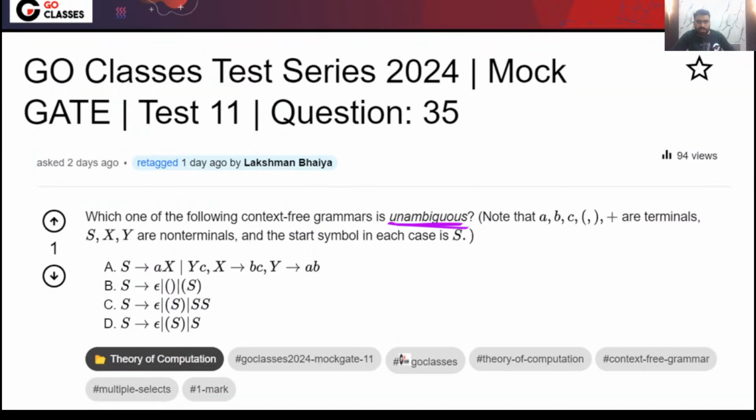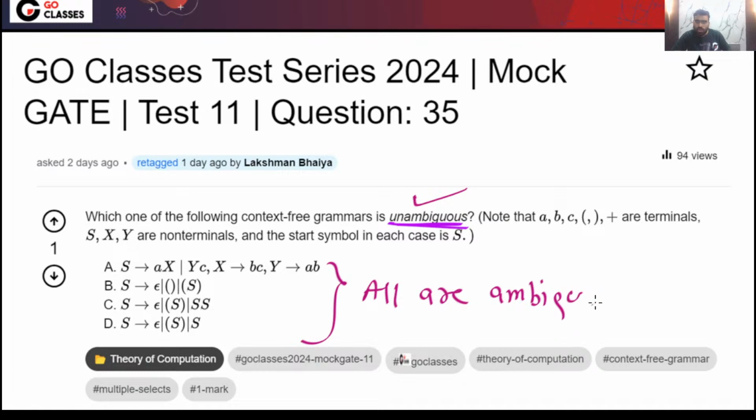So in this question, actually all the grammars are ambiguous. Every grammar is ambiguous. The question is asking which grammar is unambiguous. So actually all of them are ambiguous. All these grammars are actually ambiguous.